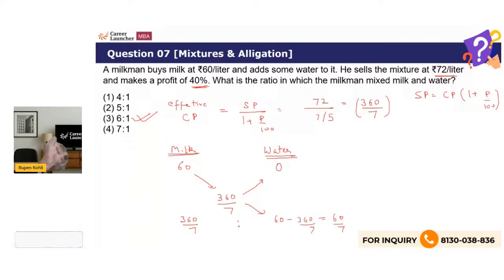Perfect. So the crucial part was, when you get to this 360 by 7, don't calculate. I have seen this many times that people start calculating the numbers in the middle of the ongoing process of solving a question. I hope you understand that it's better to let it be. Work with the calculation at the end. Perfect.